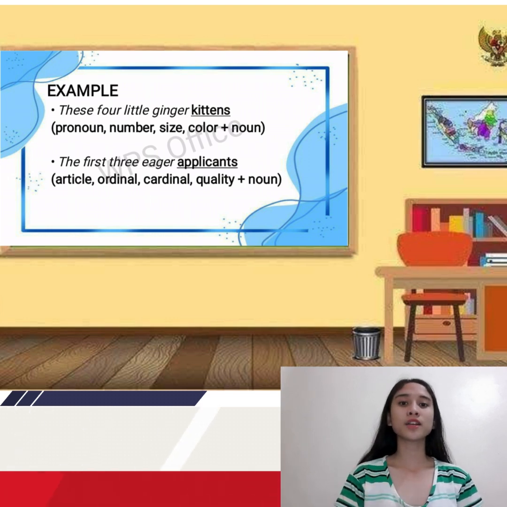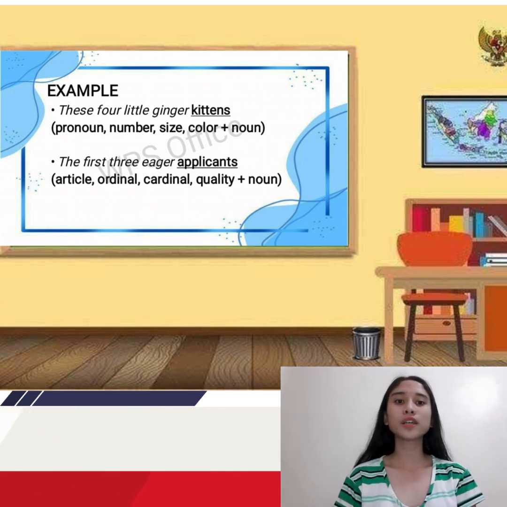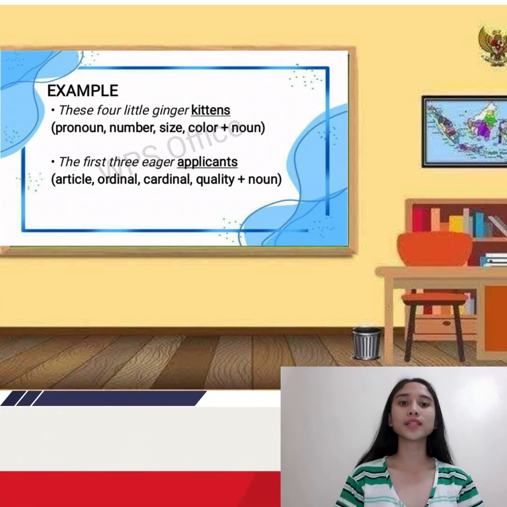Same as the other examples, we have the first three eager applicants. The article there is the word the, the ordinal is the word first, the cardinal is the word three, the quality is the word eager, and lastly, the noun is the word applicants.